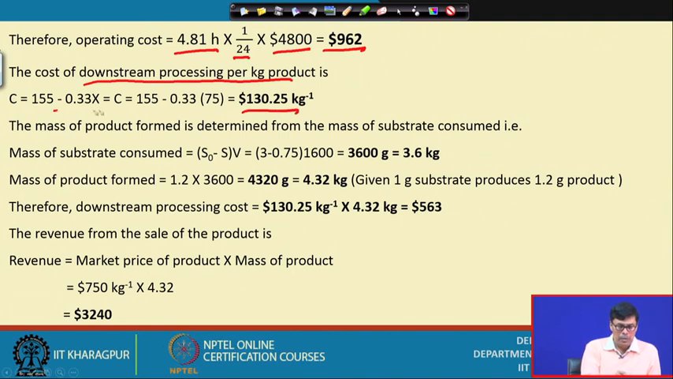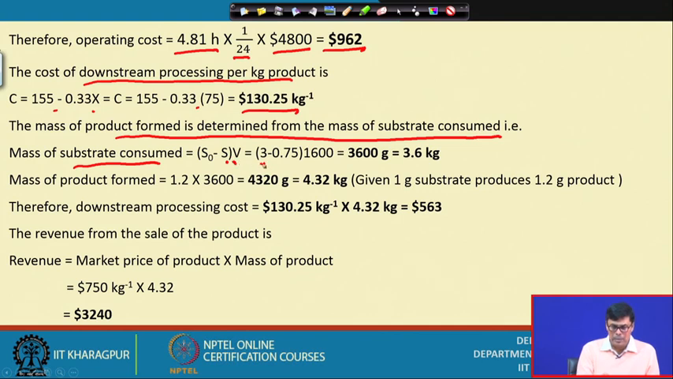This equation is given. If we put in the values, we can find the downstream processing cost. The mass of the product formed is determined by the mass of the substrate consumed. That is the mass of substrate consumed. How can you calculate it? (S0 minus S) into V. S0 is 3 minus 0.75, and the volume is 1600. So, 3.6 kg. For the mass of the product, we have already found that 1 gram of substrate produces 1.2 gram of product. So, this is the amount of product we will get.